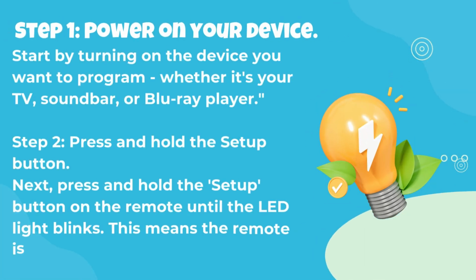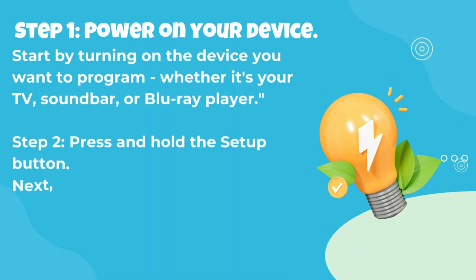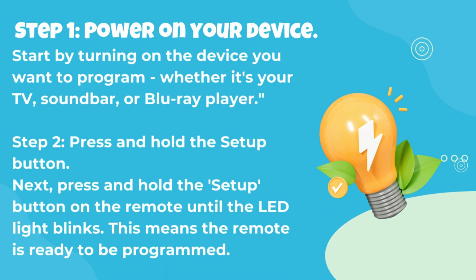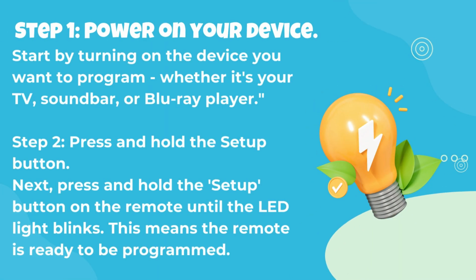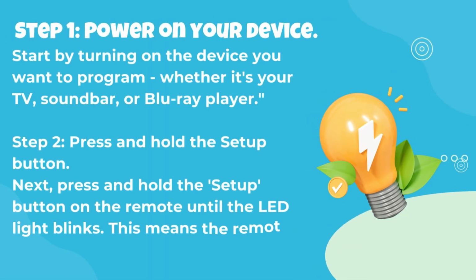Step 1. Power on your device. Start by turning on the device you want to program, whether it's your TV, soundbar, or Blu-ray player. Step 2. Press and hold the setup button. Next, press and hold the setup button on the remote until the LED light blinks. This means the remote is ready to be programmed.